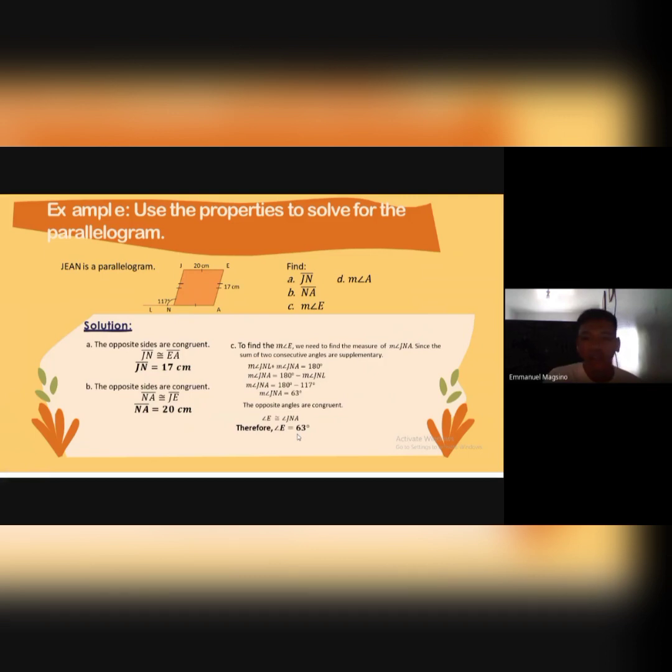Okay? Next, measure of angle A for letter D. Since the supplements of the same angle are congruent. So yung angle A, itong angle na yon ay equal sa angle of J and N. So isa rin po siya sa mga theorem, no? So mapapansin nyo, same angle lang din po siya. So what type of angle is that? So yan ay obtuse angle. So since meron tayo 117 degrees dito, so ilan yung magiging value din dito? So therefore, we can say that the angle A is equal to 117 degrees.